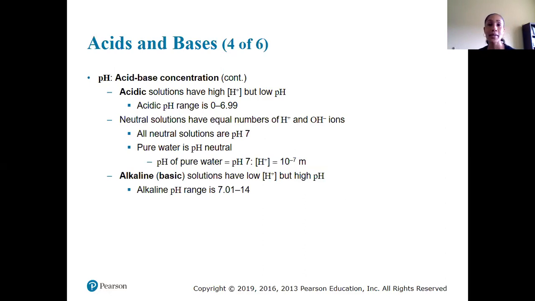Pure water has a pH of 7. So pure water is neutral. Our blood pH is fairly neutral. Our blood pH is 7.35 to about 7.45, so it's in that neutral range.